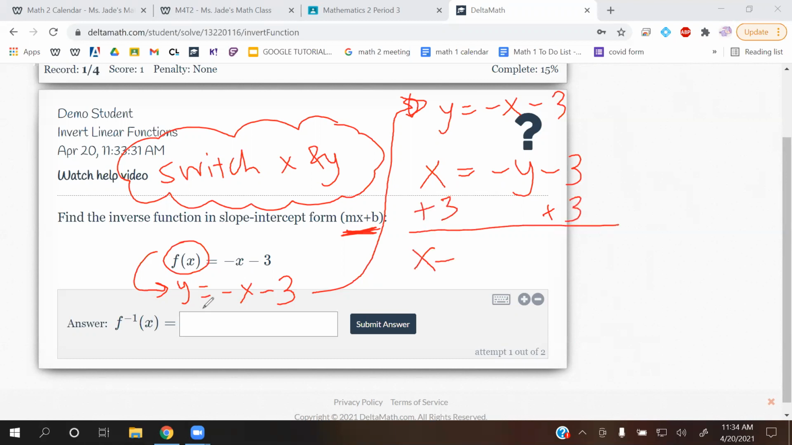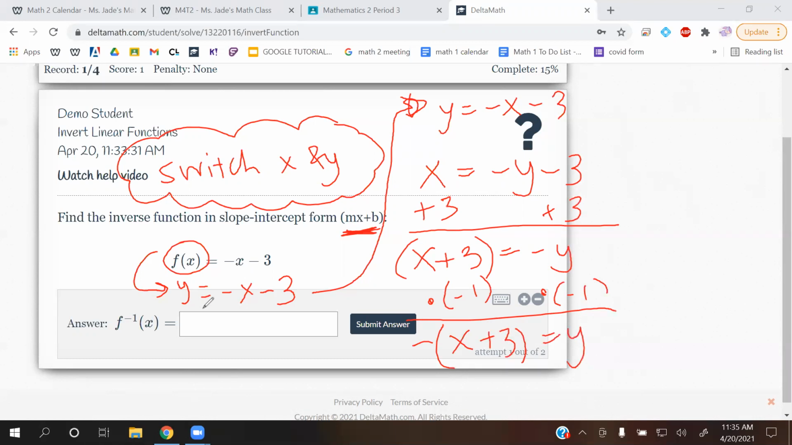We get x plus 3 equals negative y. And then we don't want negative y, we want regular y. So I'm going to multiply everything by negative 1. When everything is multiplied by negative 1, let me just write it out like this: negative x plus 3 equals positive y. So then we need to distribute that negative 1 into everything. It becomes negative x minus 3 equals y.